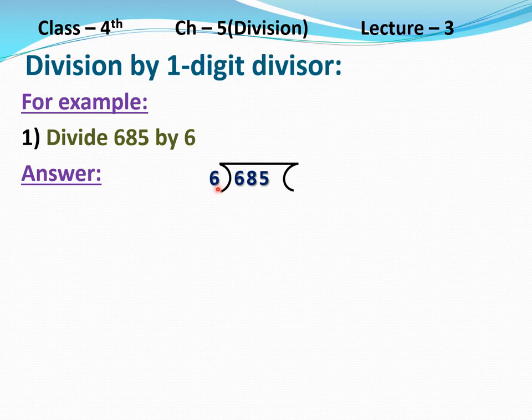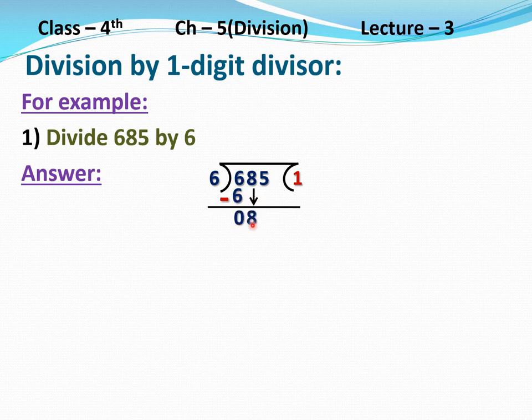Okay. Now see, 6 is a one digit divisor. So we will take only one number in dividend, that is 6. Now multiply this 6 by that number so that it is equal to 6 or less than 6. It should not be greater than 6. Say 6 multiply 1 equal to 6. Write 1 here and write 6 here. Now we will do subtraction. 6 minus 6, 0. Write 0 here.